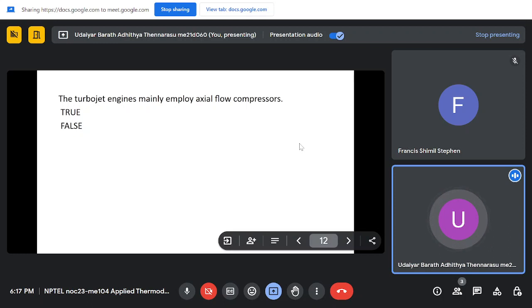So the next one is, turbojet engines mainly employ axial flow compressors. So this is true. You know axial flow will flow along the axis. So this is true.